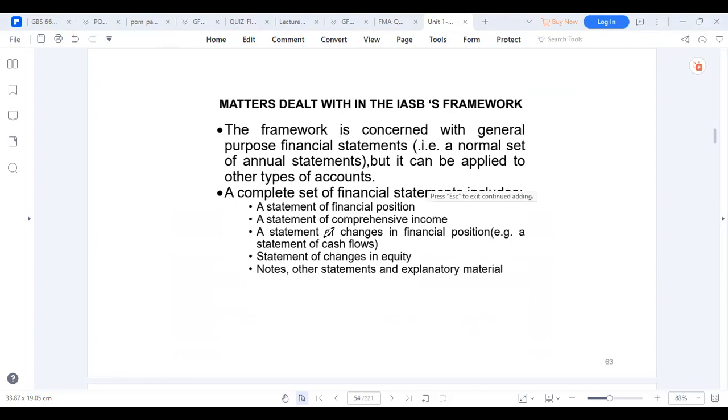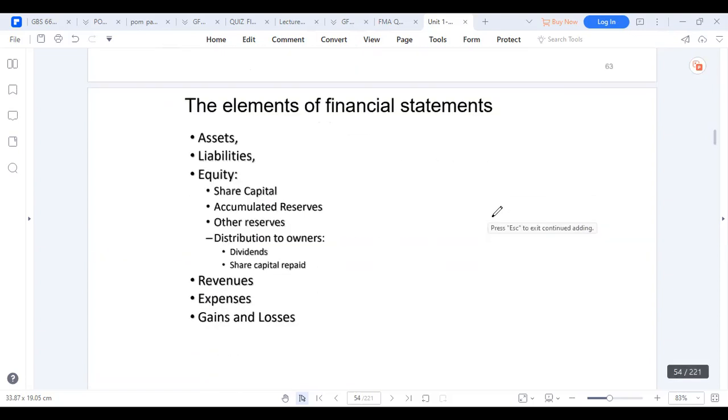So a complete set of financial statements should include a statement of the financial position, which is a balance sheet, a statement of the comprehensive income, which is the trading profit and loss account, and also a cash flow statement. Now, we have 5 elements that we need to know: what are assets, what the business owns; what are liabilities, what the business owes; what is equity, what the owners have put in; what are revenues; what are expenses, or gains and losses. So these collectively make up what we call the elements of financial statements.